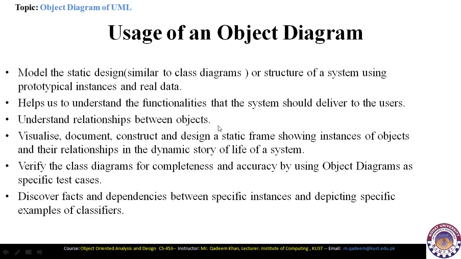It also helps us understand relationships between the objects. Here we understand different sorts of relationships, such as aggregation, encapsulation, and usage relationships. All these relationships can be obtained from the object diagram. It gives us visualized, documented constructs and designs of the static frameworks of the instances of the objects, and also the relationships in the dynamic story of the life of the system at a particular runtime.